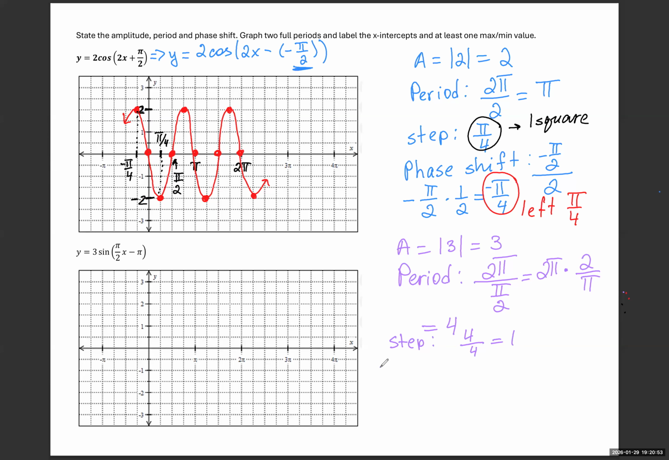We do have a phase shift here. And that is pi, no negative. This negative sign goes with the x, it does not go with the pi. Pi divided by the number in front of the x. So that's pi times 2 over pi, which is just 2. So this would shift 2 to the right.